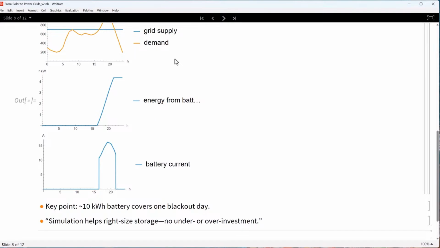This kind of model can be used to explore strategies like peak saving, where you use stored energy during expensive tariff hours to reduce electricity costs. The advantage of simulation is that it lets you design and test different storage configurations before making any real investment. Now, let's move to the next step by adding rooftop solar to our system.